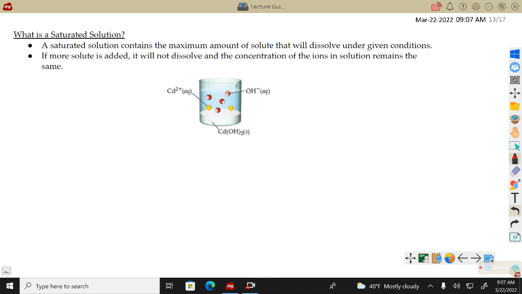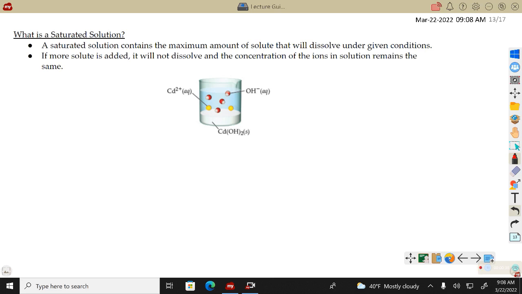If you do increase the temperature, you increase the kinetic energy of the particles. They'll collide more often. They'll probably collide in the proper orientation. And then we can increase solubility under increased temperatures.